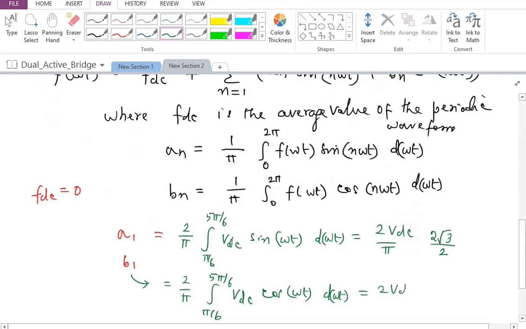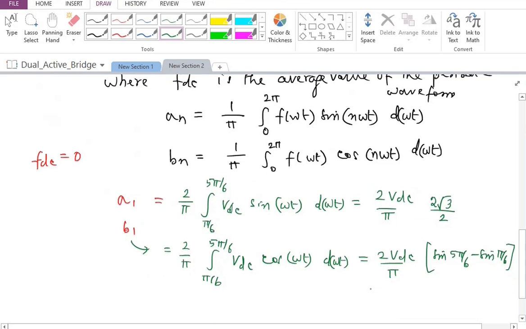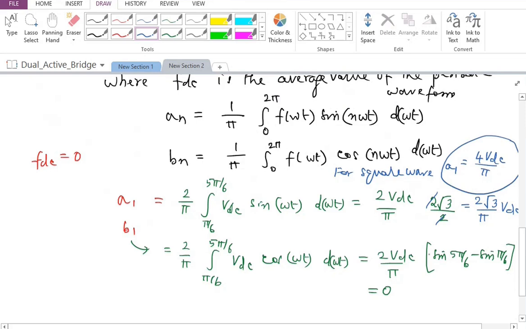On the other hand, here this is going to be 2 VDC by pi multiplied by sine of 5 pi by 6 minus sine of pi by 6. And sine 5 pi by 6 and sine of pi by 6 both are equal to each other. So this is going to be 0, whereas here this 2 and this 2 can be cancelled with each other. So this is going to be 2 root 3 divided by pi VDC. What we got for the square wave was 4 VDC by pi. So for square wave, we got A1 to be 4 VDC divided by pi.